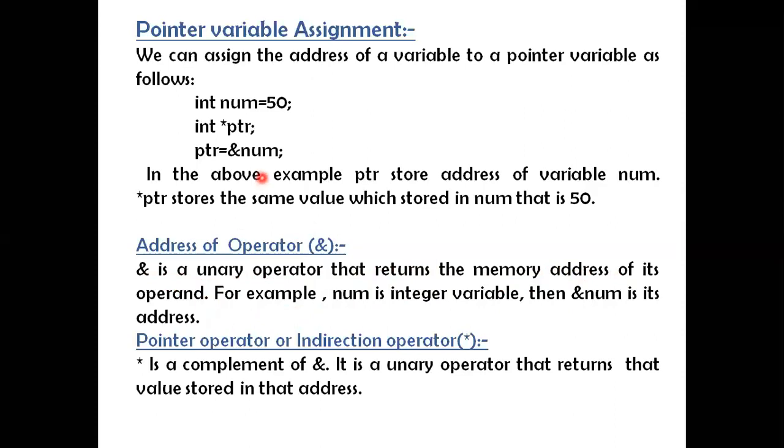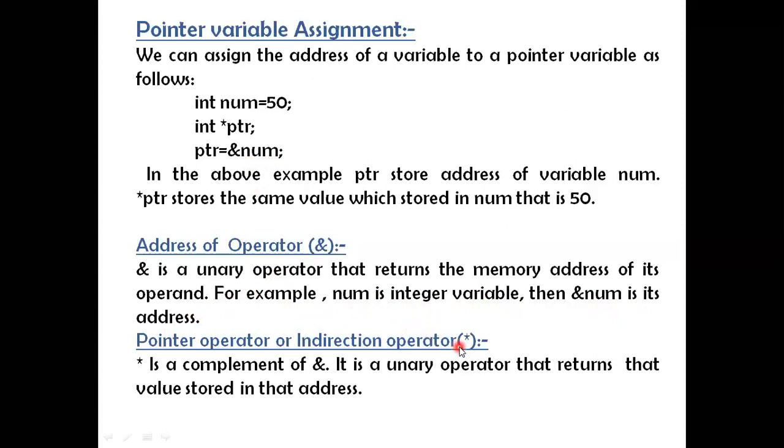This is a pointer variable. This pointer variable is holding the address of which variable? Num variable. For example, num is an integer variable. Then ampersand num is its what? Address. Okay, this is how the address operator works.